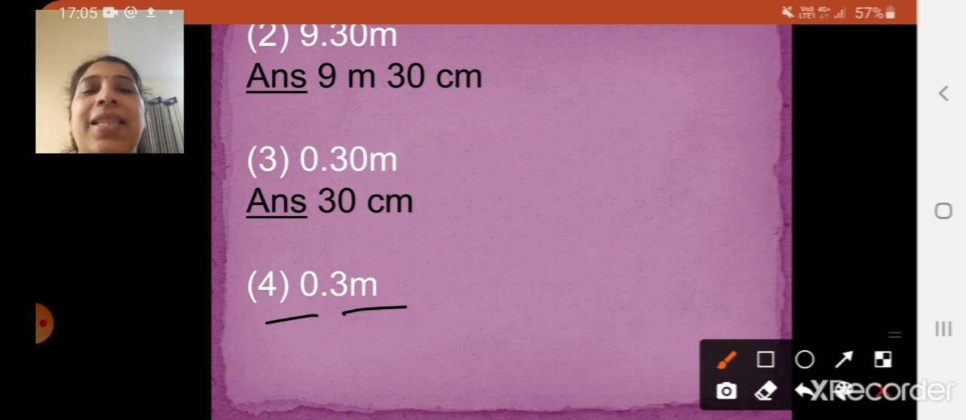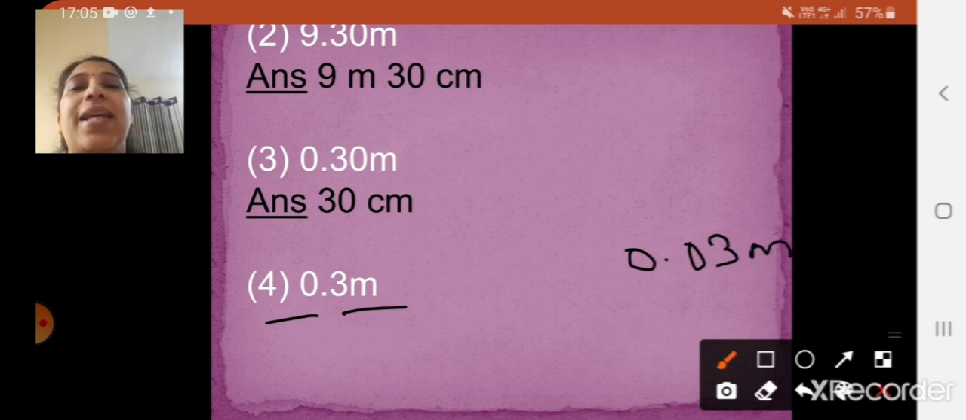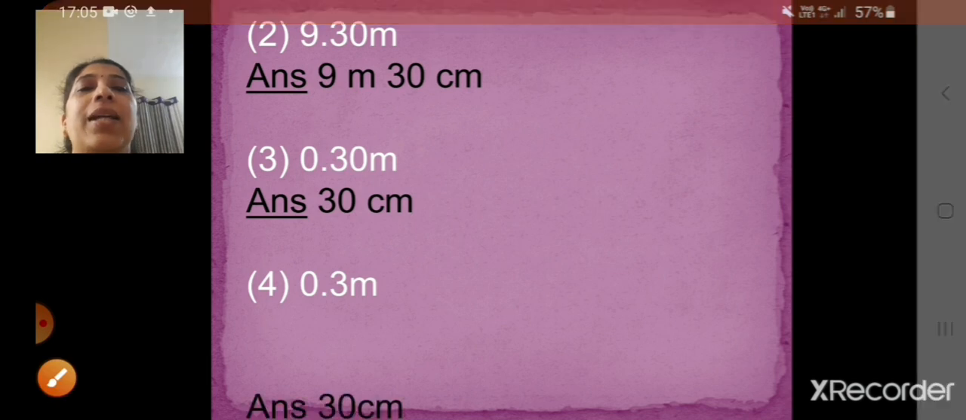Don't write it as 3 centimeter, because if you write 3 centimeter it will be wrong. As I had told you, 3 centimeter means it will be written as 0.03 meter. Then only you can write it as 3 centimeter. So 0.30 or 0.3, they are one and the same, right? So you will write the answer as 30 centimeter. So children, don't get confused because of this, right?